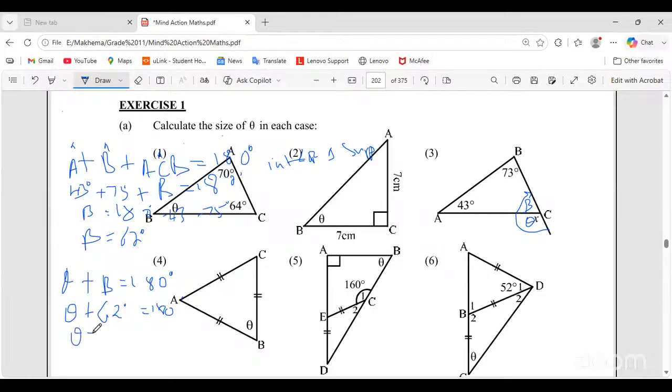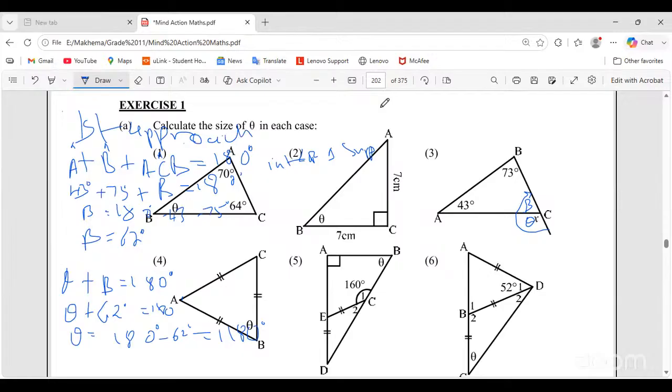Okay, now what is my theta? Theta is equal to 180 degrees, I transpose this to this side. I get 62 degrees. Then 180 degrees minus 62, I get 118 degrees. Okay, that is the size of angle theta. That is the first approach.